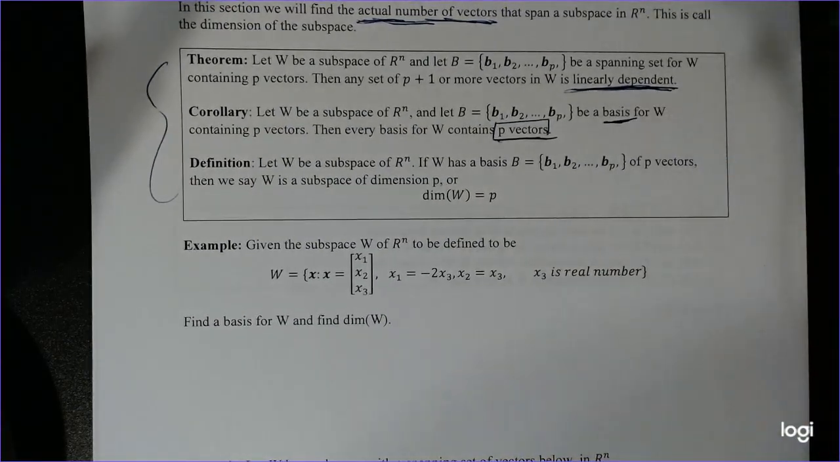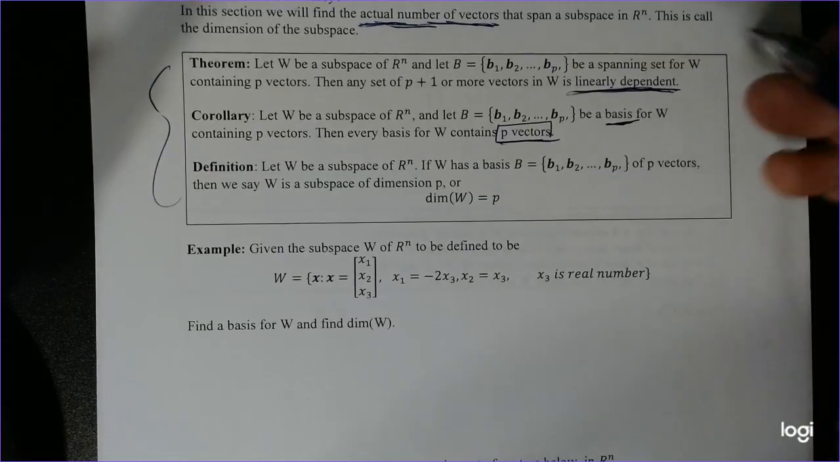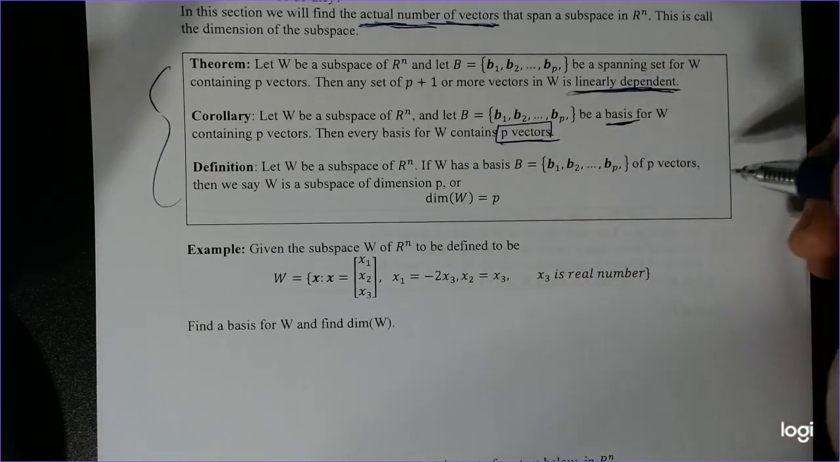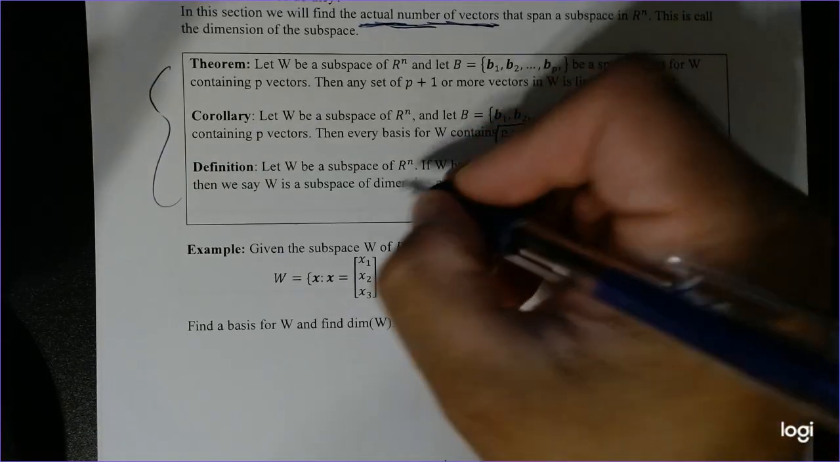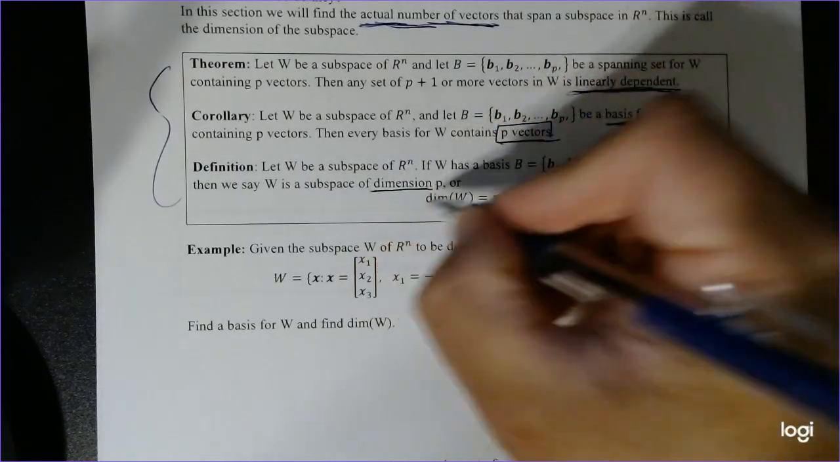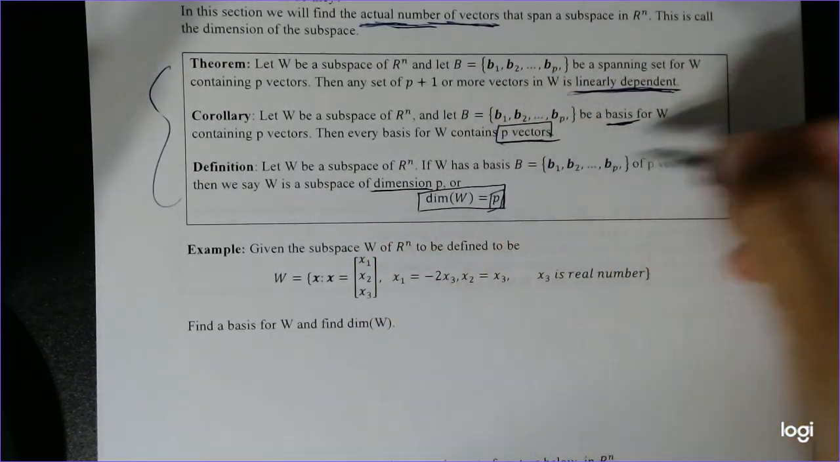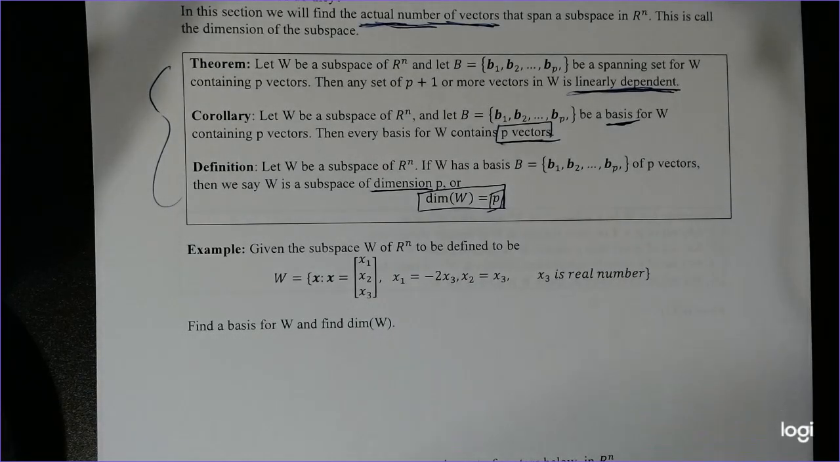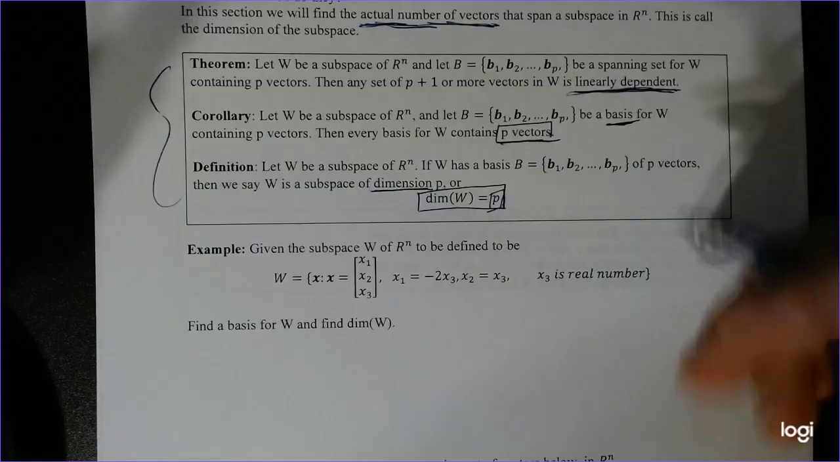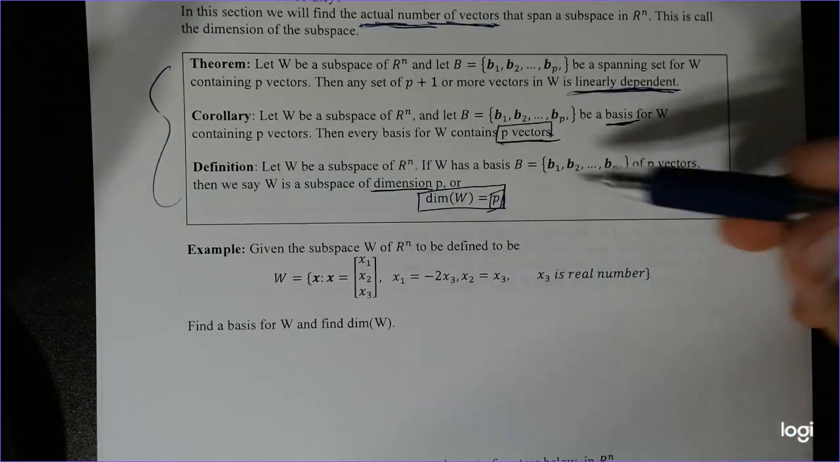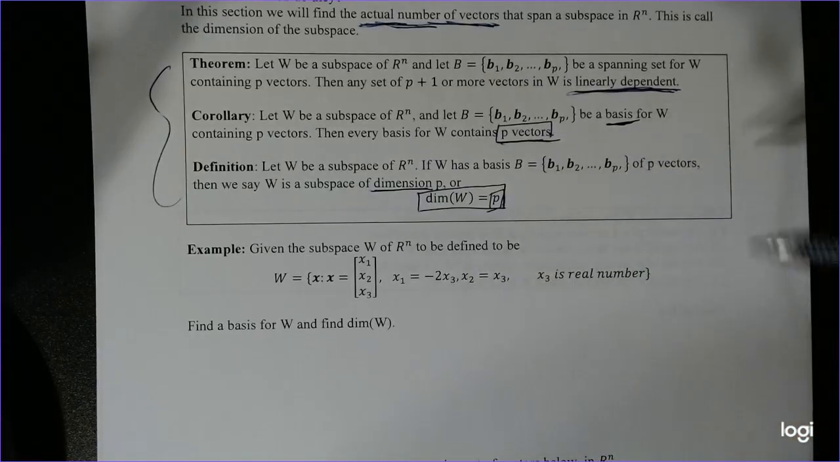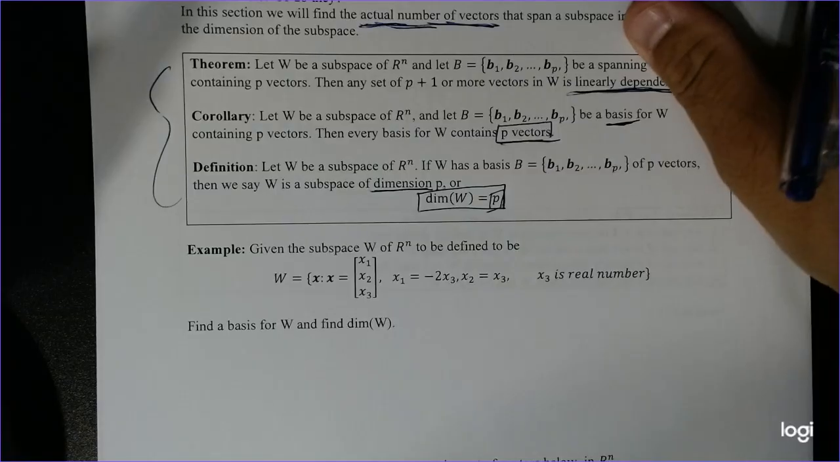And now we have the definition. Let W be a subspace of Rn. If W has a basis with P vectors, we say that W has dimension P, meaning the dimension of W is P, where P is the number of vectors within the basis itself. So a dimension represents how many vectors are within the basis. And again, that means every basis we find will have the same number, and that's a key thing going forward.